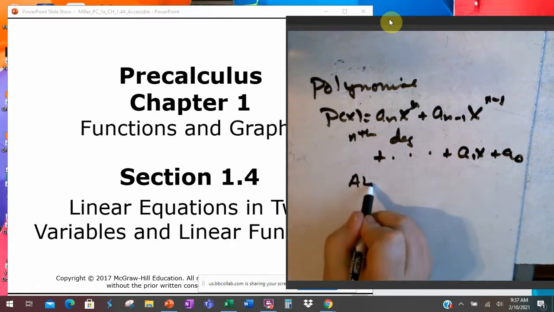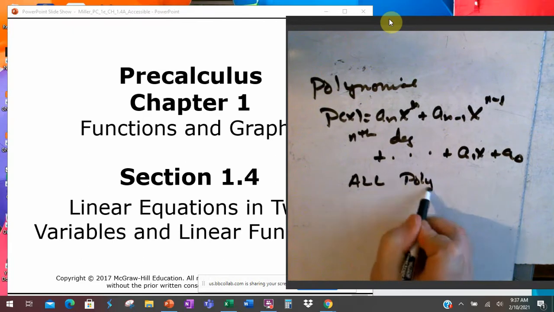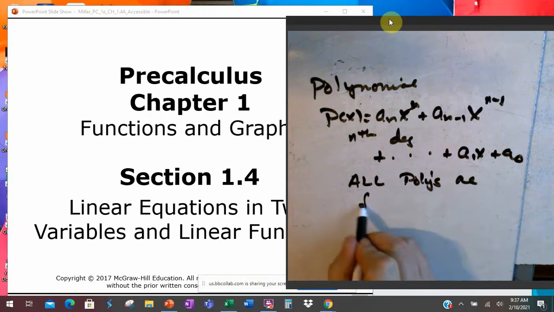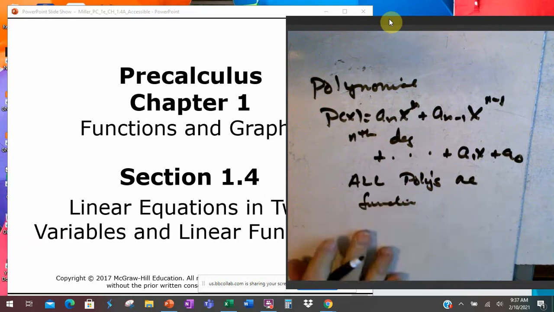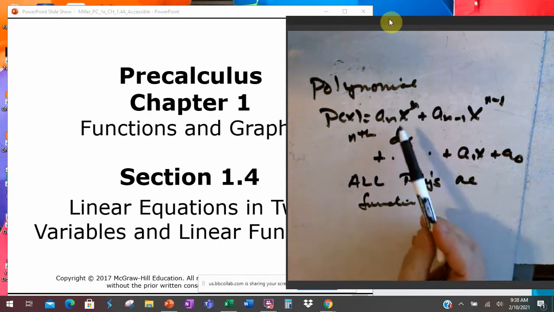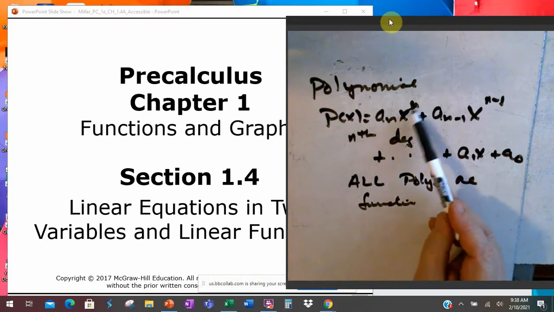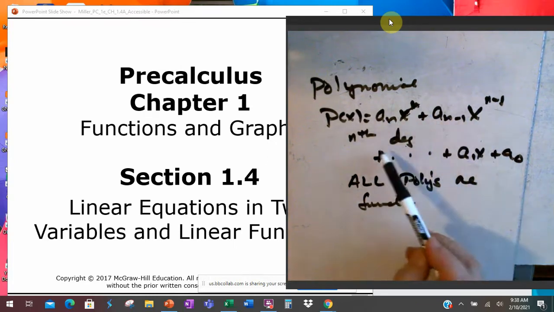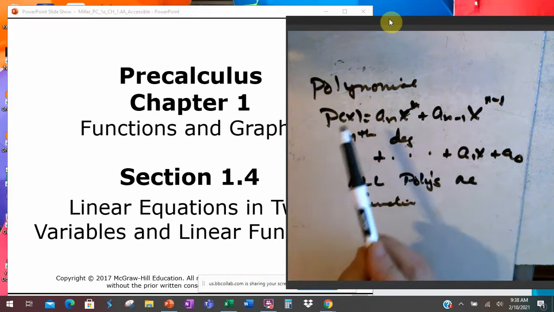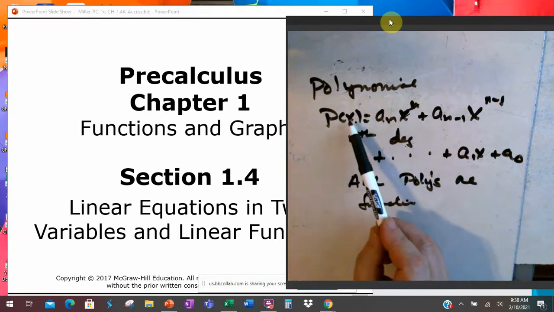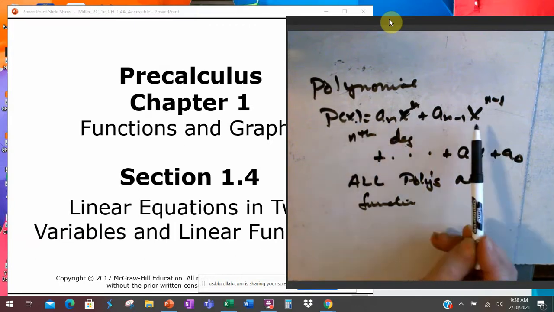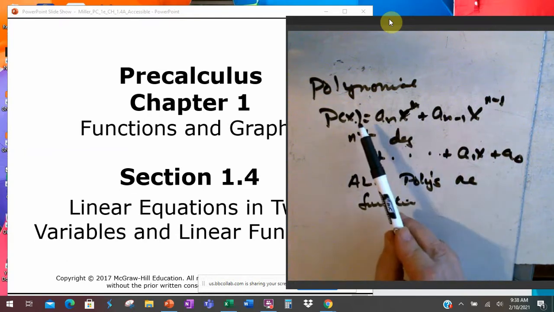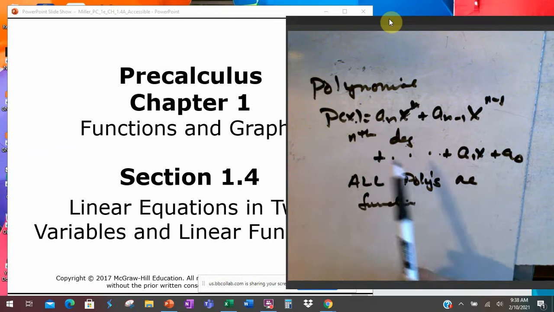So all polys, that's my short for polynomials, all polys are functions. I never run into the situation that if I take a number, raise to a power, multiply, and add, when I do all of this, I'm going to get a very unique number. I shouldn't come back and do that very same raising to a power and multiplication and get a different number. So 1 input, 1 output.